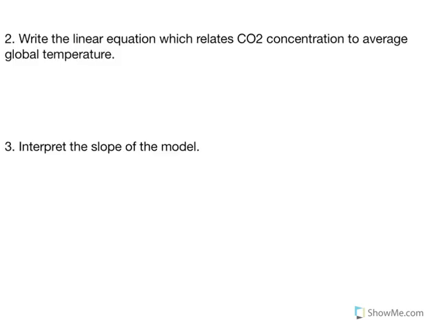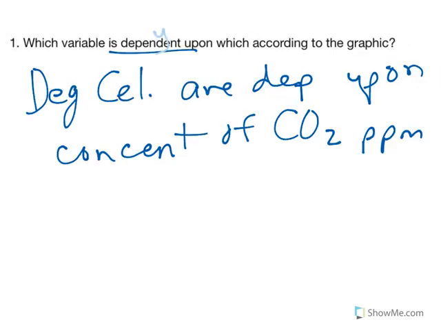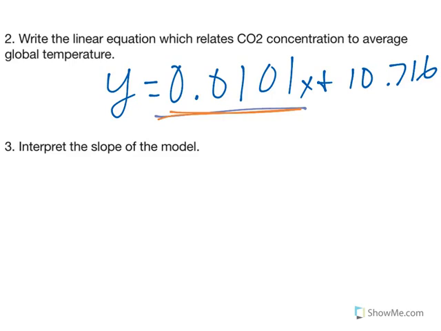Number 2, write the linear equation. Well, they give you that on the graph again. So Y equals 0.0101x plus 10.716. Again, notice my slope is positive, and even without looking at the equation, we could have known that just by looking at our line, because our trend line goes up. If it goes up, there's an increase. If there's an increase, there's a positive slope.